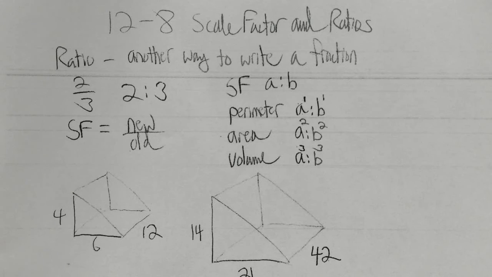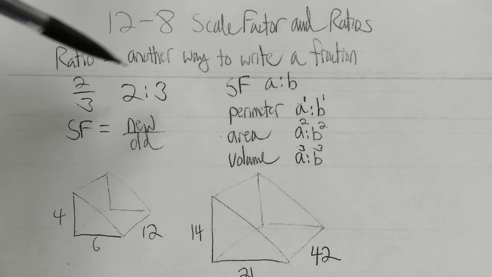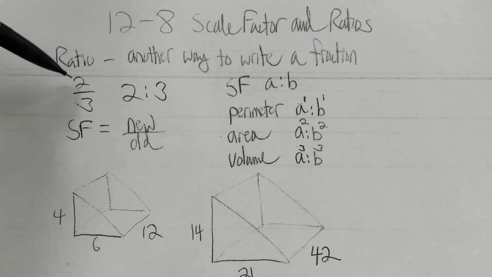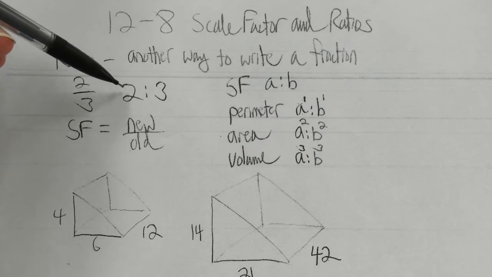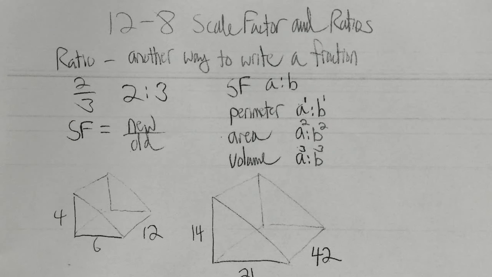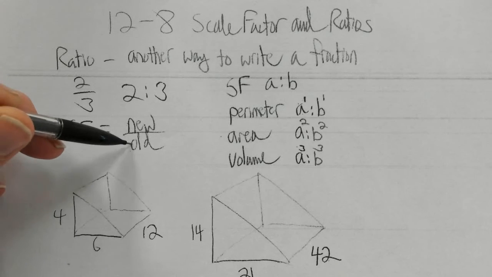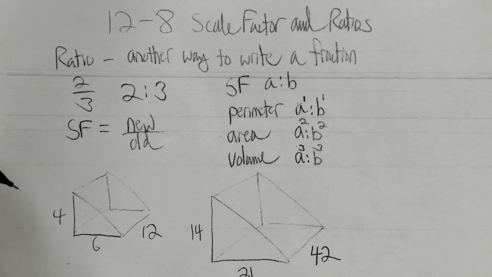Okay guys, in this section 12-8 we're looking at scale factor and ratios, and this word ratio, it's just another way to write a fraction. So in other words, if your fraction is 2/3, the ratio would be 2 to 3. A ratio is just another way to write a fraction is all it is. And also remember, scale factor is always new over old when you're talking about the scale factor as to how many times bigger or smaller the figure got, the new figure over the old figure.